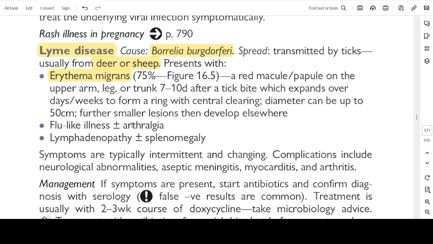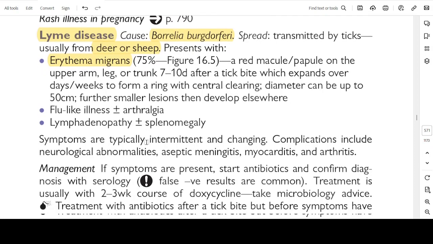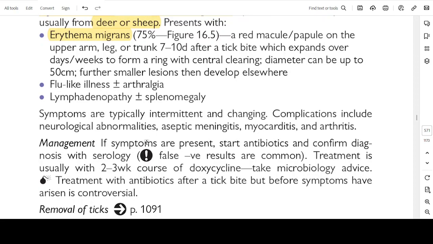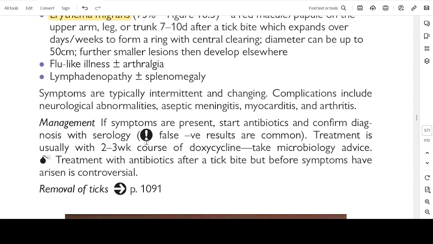Flu-like illness plus arthralgia, lymphadenopathy, and splenomegaly is present in Lyme disease. Symptoms are typically intermittent and changing. Complications include neurological abnormalities, aseptic meningitis, myocarditis, and arthritis.